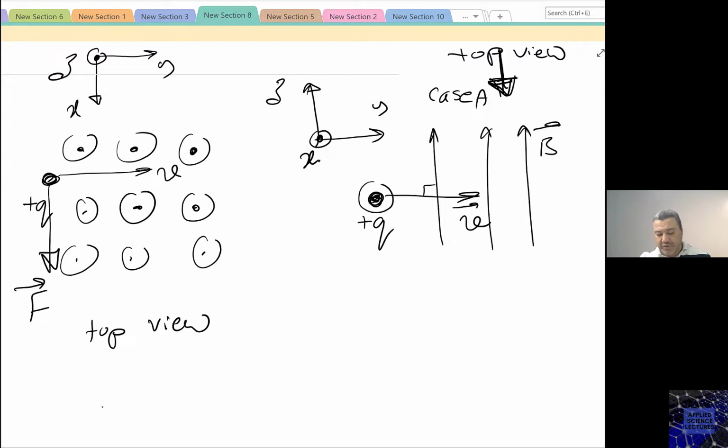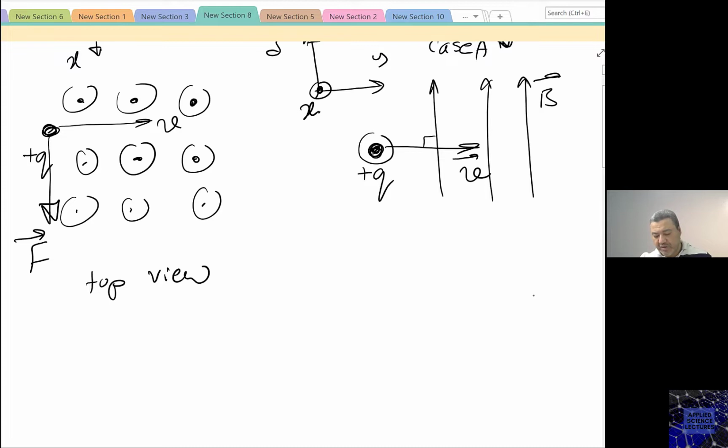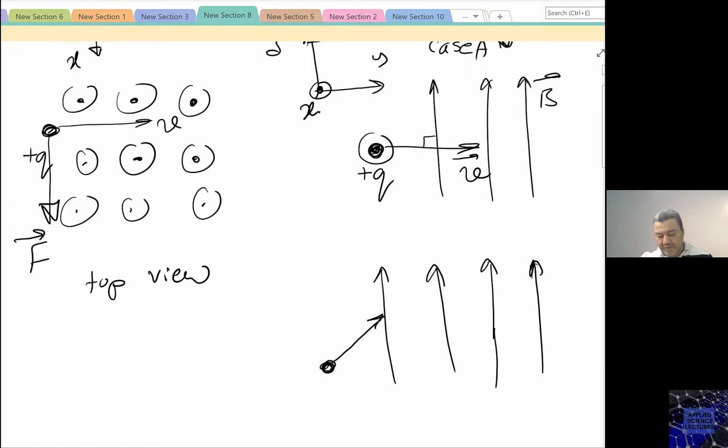In case B, it will be different. The motion is a spiral motion. So if this is B, now case B, this is the magnetic field. I have the charge coming with an angle this way, which means this angle now can be decomposed into V perpendicular and the other V, which is the VZ. So the perpendicular one is going to be responsible for the circular motion. It will be again going in circle.